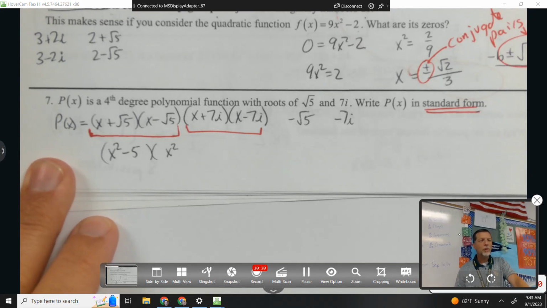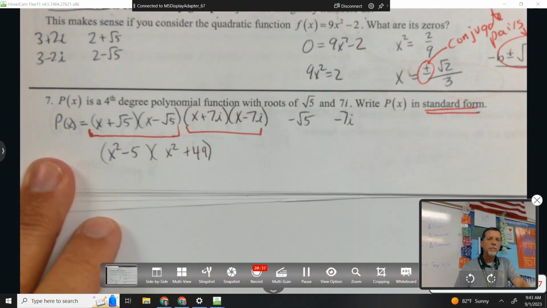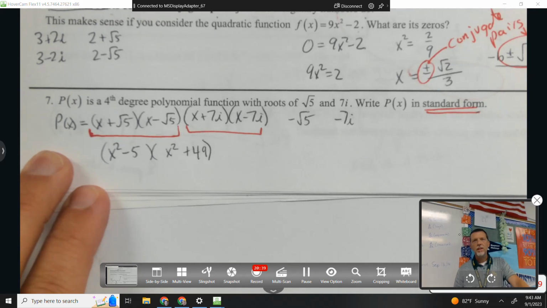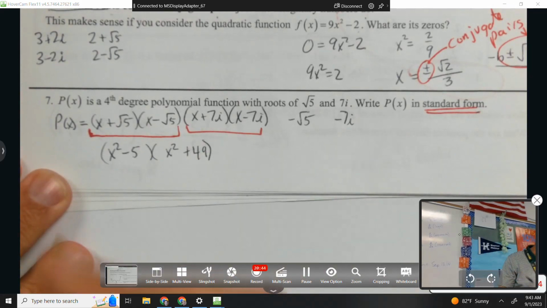What do I get when I multiply x plus 7i times x minus 7i? 7i squared minus 7i squared, so I get x squared minus 49i squared, which is plus 49, also known as plus 49. Still not there. I need to multiply those, but now the roots and the square root stuff is gone.